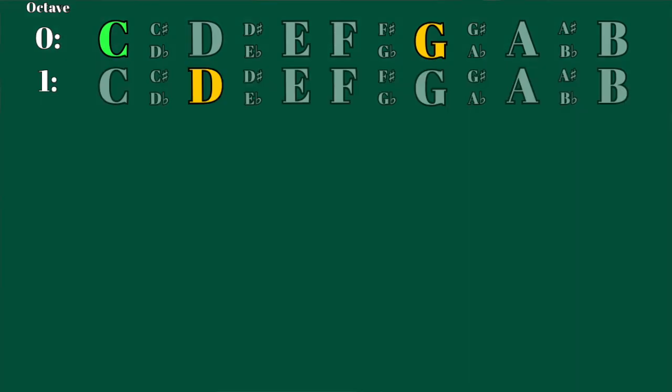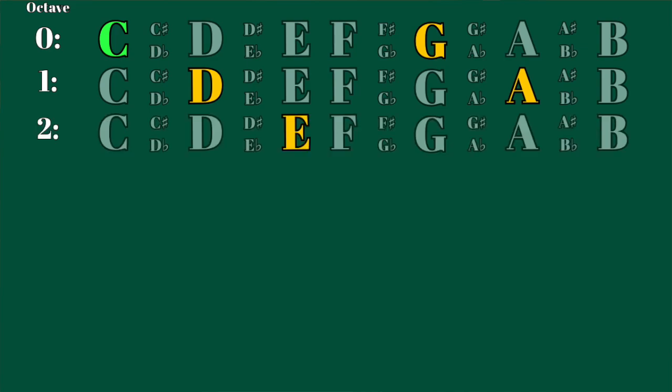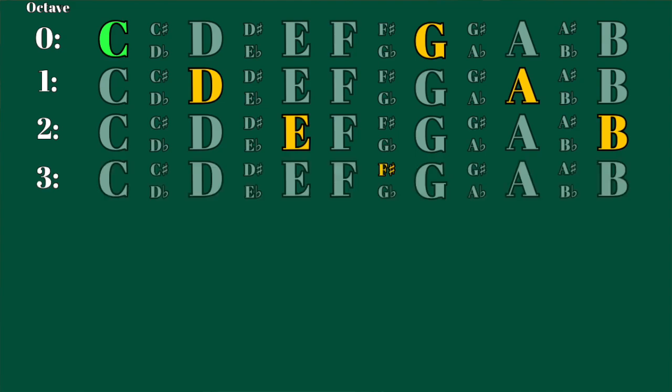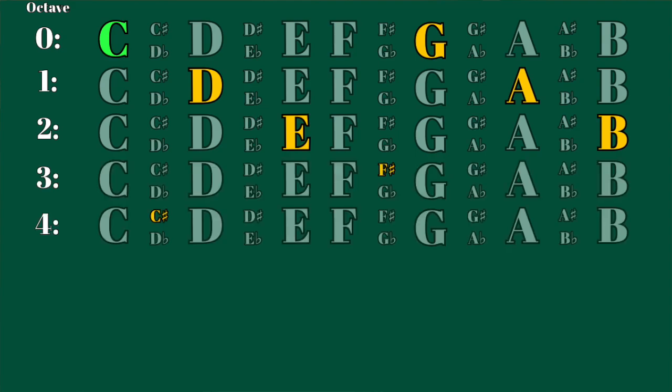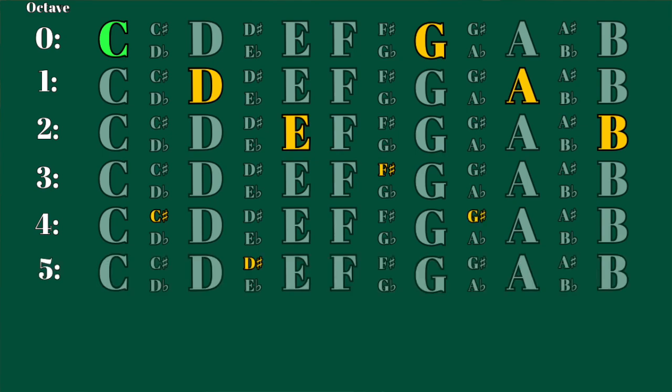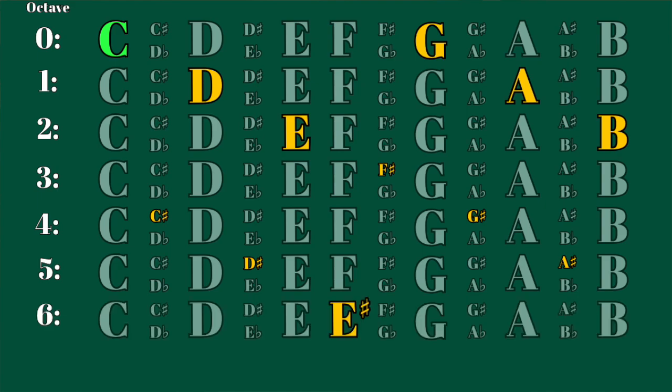G to D is our second jump, which requires going up to octave 1. D to A stays in octave 1. A to E jumps to octave 2, and E to B stays in octave 2. B to F sharp jumps to octave 3, F sharp to C sharp jumps to octave 4, C sharp to G sharp holds octave 4. G sharp to D sharp jumps to octave 5, and D sharp to A sharp stays in octave 5. A sharp to E sharp jumps to octave 6.